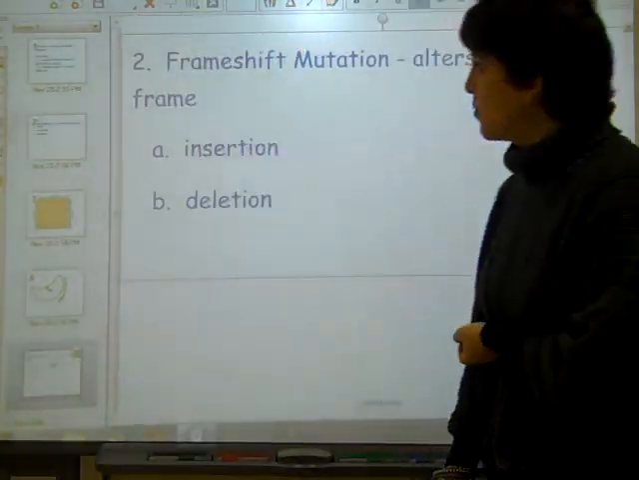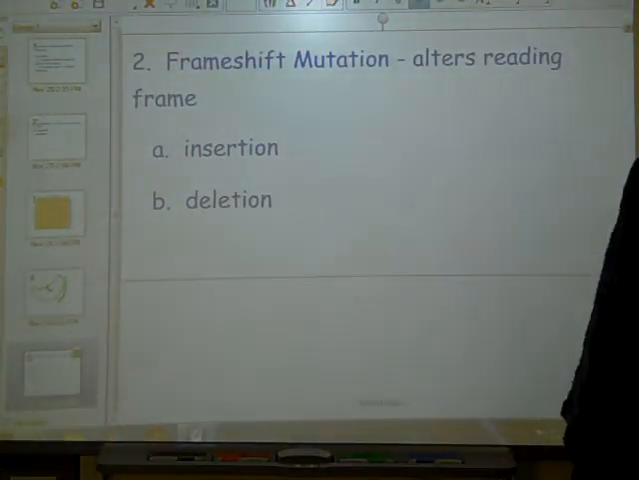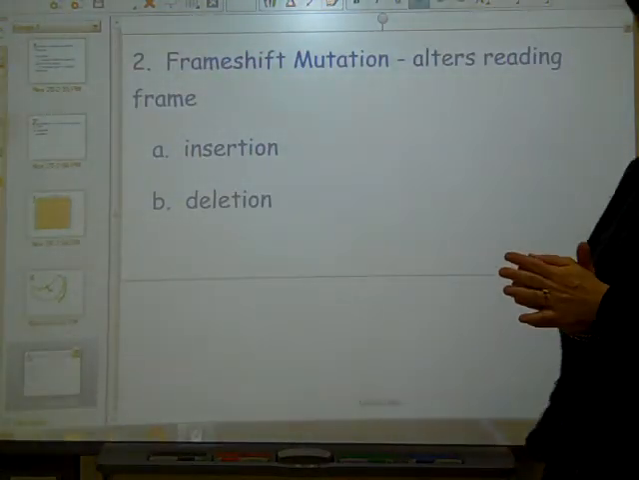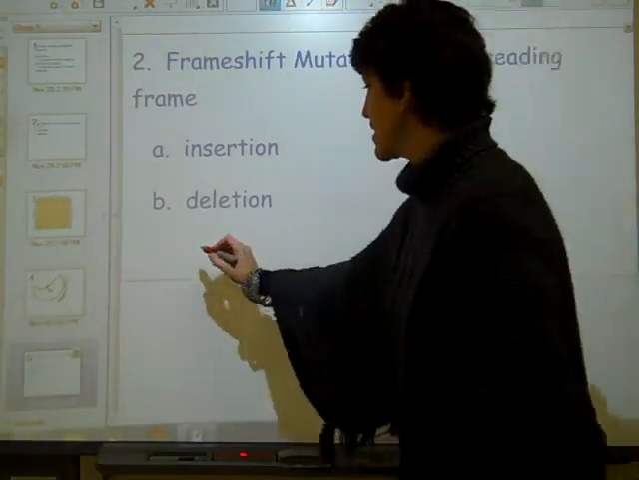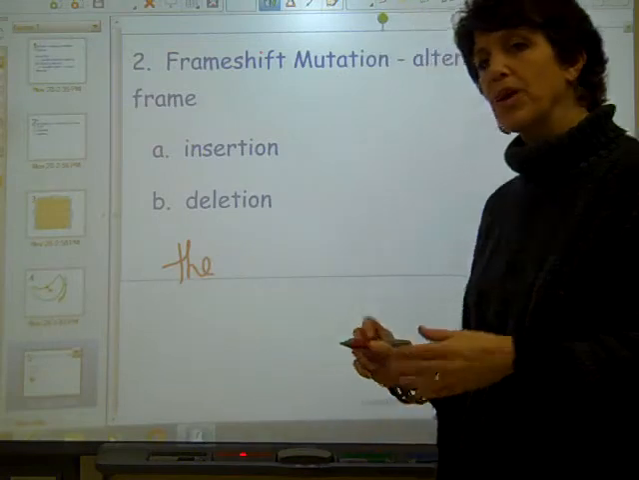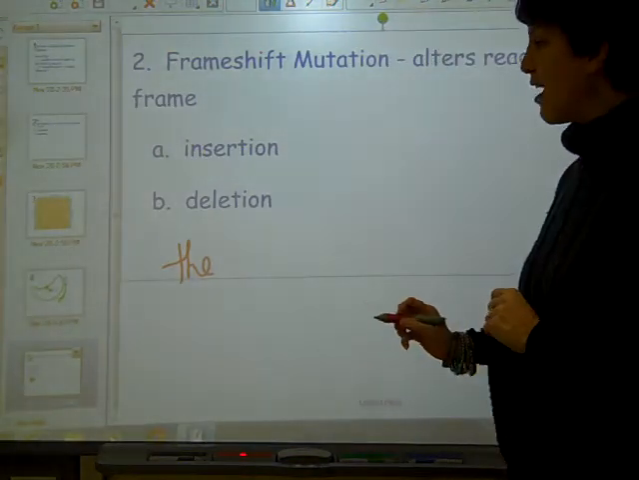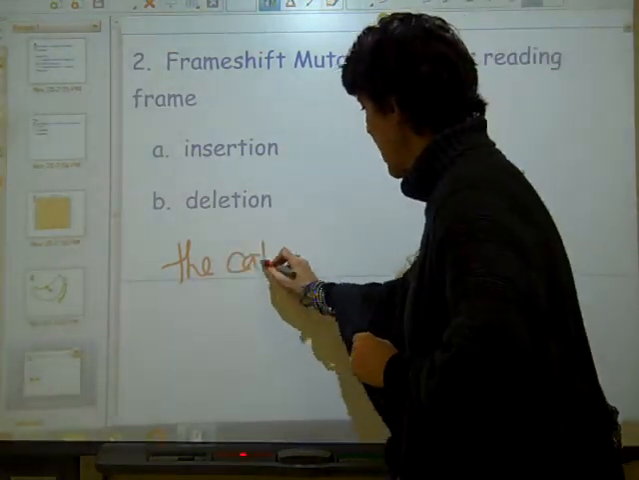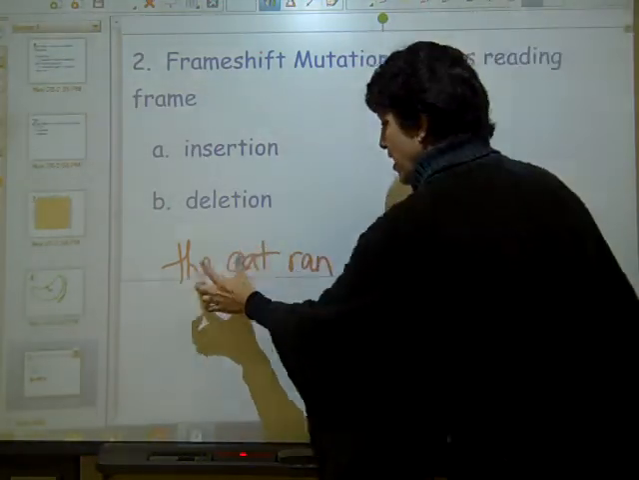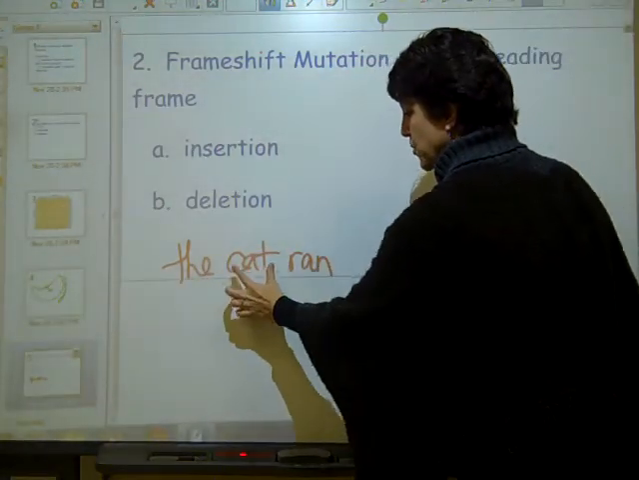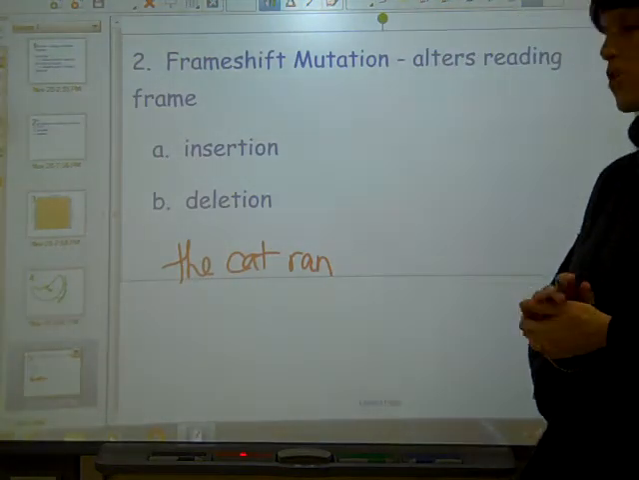All right, the next group of mutation types are called frameshift. If it is a frameshift, it alters the reading frame. So I like to give you an example of a sentence that is written in 3-word, just like codon language. So, the cat ran. You read it, the cat ran. 3 letters, 3 letters, 3 letters, just as codons are read.